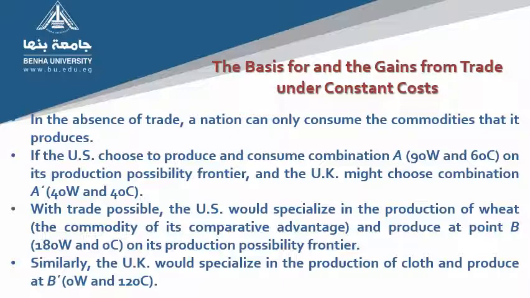With trade possible, the United States would specialize in the production of wheat, which is the commodity of its comparative advantage, and produce at point B, at which it produces 180 bushels of wheat and 0 yards of cloth on its production possibility frontier. Similarly, the United Kingdom would specialize in the production of cloth, which is the commodity of its comparative advantage, and produce at point B-, at which it produces 0 bushels of wheat and 120 yards of cloth.